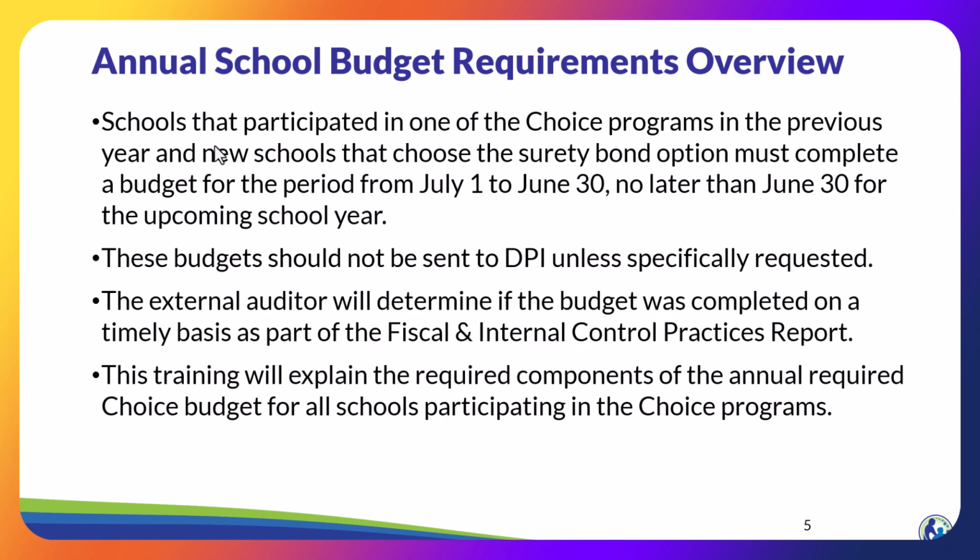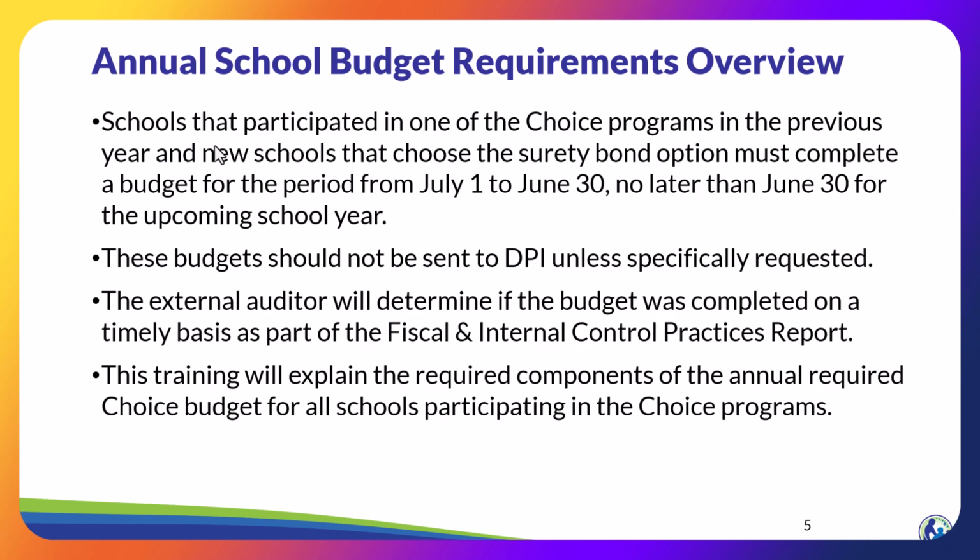Instead, the school's external auditor will determine if the budget was completed on a timely basis as part of the Fiscal and Internal Control Practices report. The school must provide the auditor with evidence that the budget was prepared by June 30th. An example of this evidence would be minutes from a board meeting approving the school's budget.